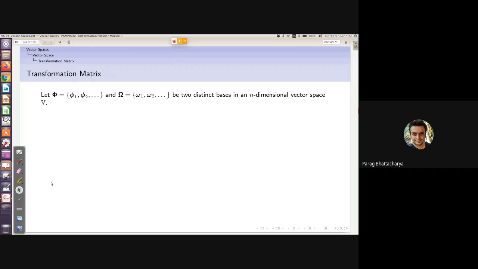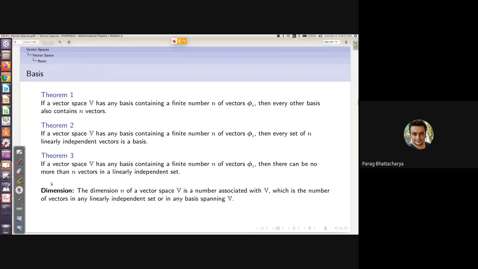Let's say I have two different distinct bases. Remember these three theorems. It is possible for a vector space to have many bases. I showed that example also: three-dimensional vectors in three-dimensional space can be represented by the bases in Cartesian coordinates, or the bases in spherical coordinates, or the bases in cylindrical coordinates. So you could have multiple different bases.